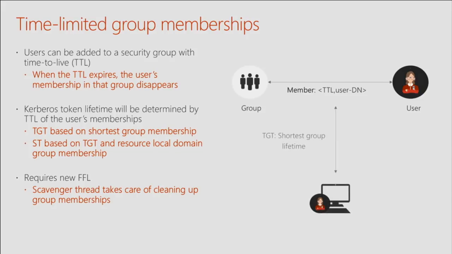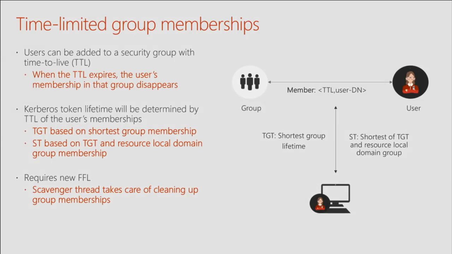And from there, the user is going to get that ticket granting ticket with a specific lifetime to have access to that resource. Now, that service ticket is the shortest of the TGTs and resource local domain groups. And you can add users to the domain using this. These are ways you can control who has access.